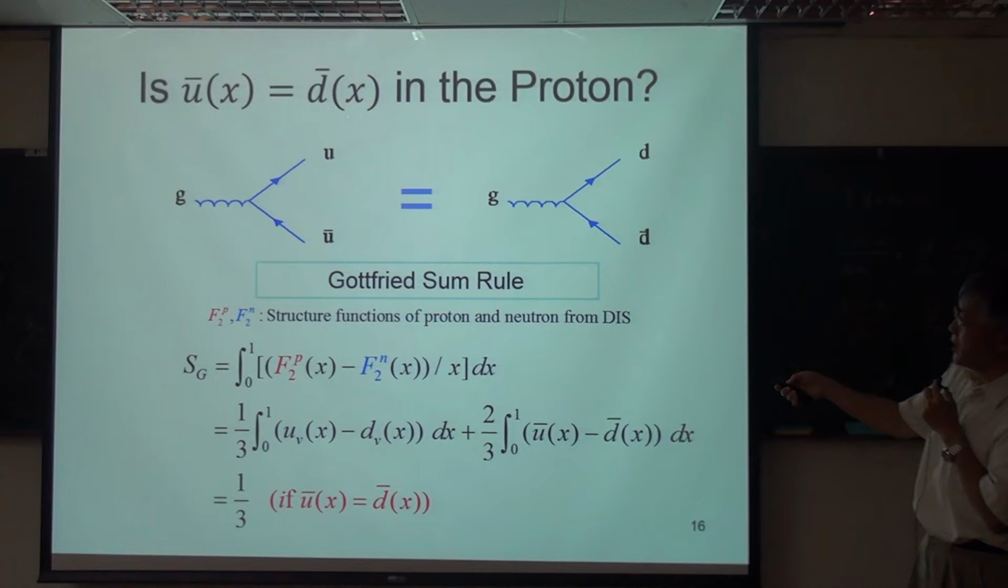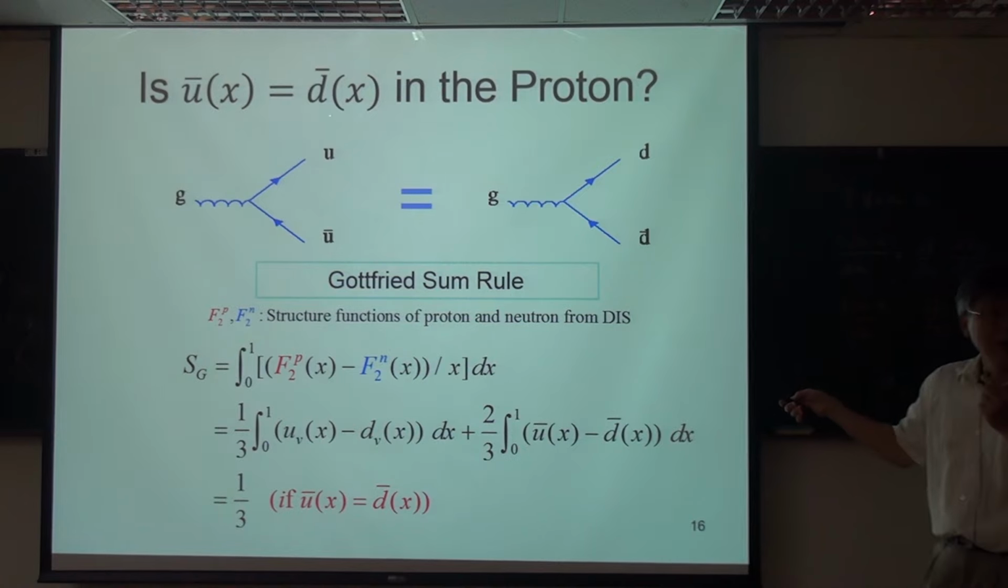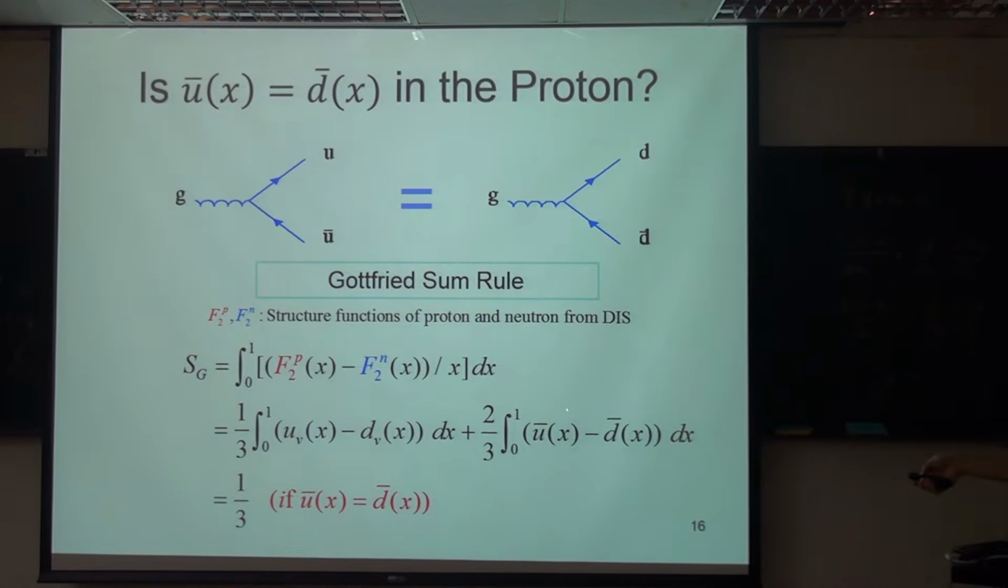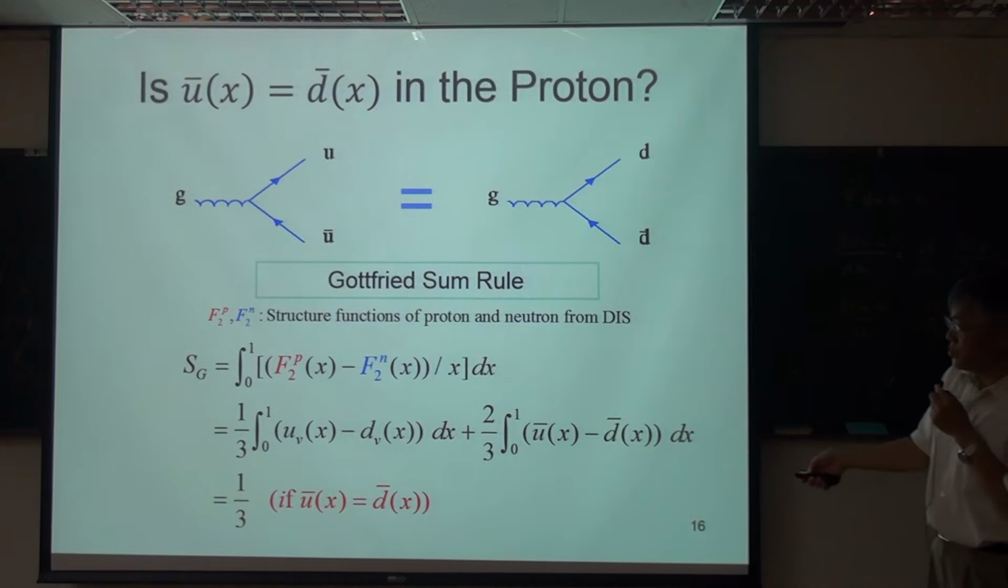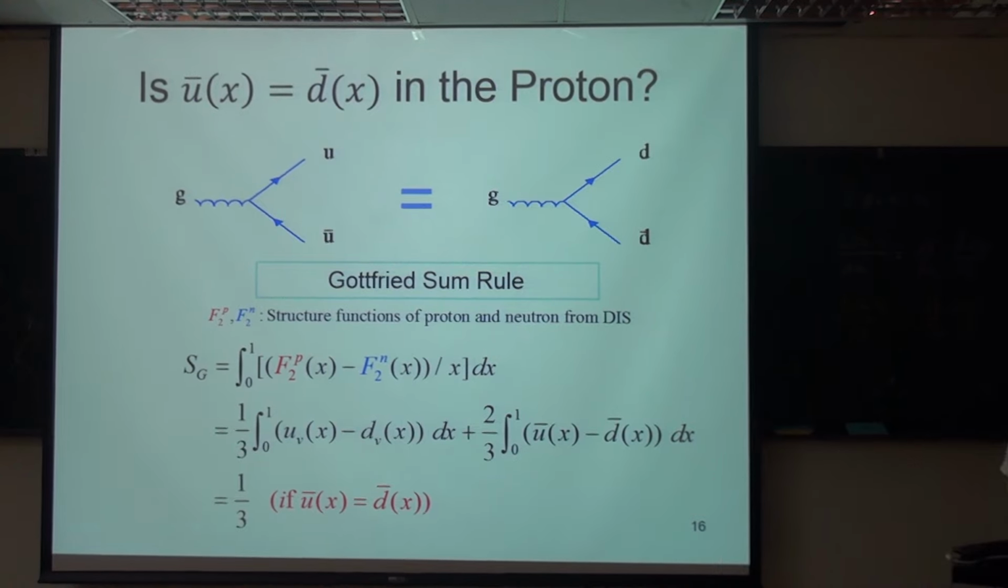Suppose this U bar and D bar are identical. Then this term, we know due to the valence quarks, gives the contribution 1, and this should be out. That is 1/3. So this Gottfried sum rule provides an experimental way to check whether this expectation that U bar and D bar are identical is really true.